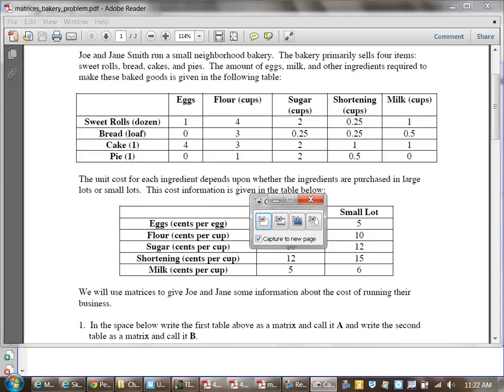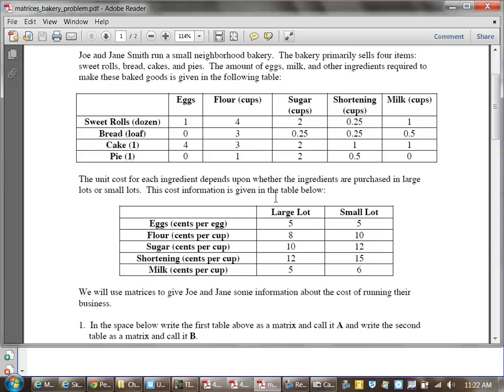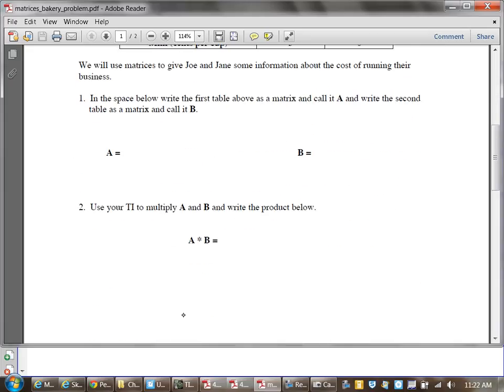Do you agree? So what I'd like to do here is walk through how you can put these things together. The second one talks about the costs, depending upon whether you went to Sam's Club to buy all your stuff or you went just to Hy-Vee. Large lot, small lot. If you're going to buy in bulk, you go to a bulk store, that kind of thing. So what I want to do is follow through how they're setting this stuff up in each one of these questions.